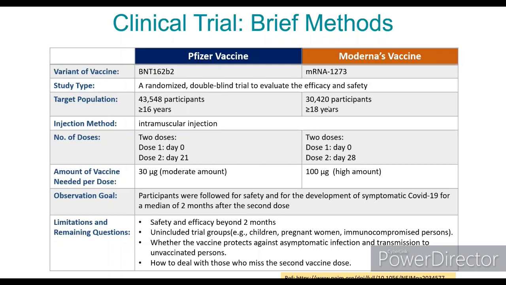So these are phase 3 trials, and at minimum age limit, for Pfizer it is greater than 16 years old, and for Moderna's it is 18. By intramuscular injection, 2 doses have to be taken. For Pfizer, the second dose has to be on day 21, and for Moderna, it is on day 28. The amounts per dose are 30 and 100 micrograms respectively, and the observation time is a span of 2 months after second dose.